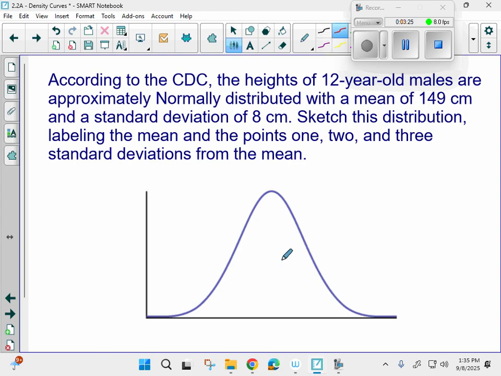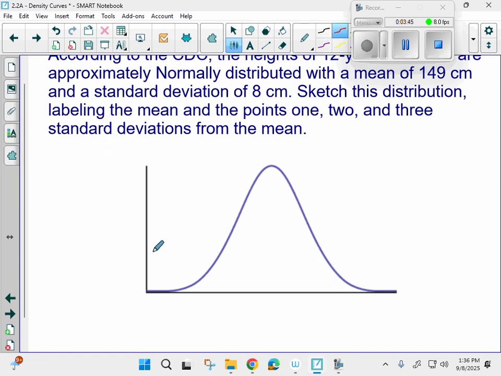So first of all, according to the CDC, the heights of 12-year-old males are approximately normally distributed with a mean of 149 centimeters and standard deviation of 8. Sketch the distribution. Label the mean and the points 1, 2, and 3 standard deviations above the mean. So draw yourself a normal curve, roughly, like this. And the mean always goes in the middle. So it says that the mean of these 12-year-old boys' heights is 149 centimeters. Okay, and you are always going to split your curve into thirds. So we're going to go 1, 2, 3 standard deviations above the mean, and 1, 2, 3 below the mean.